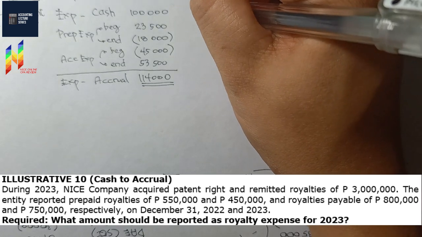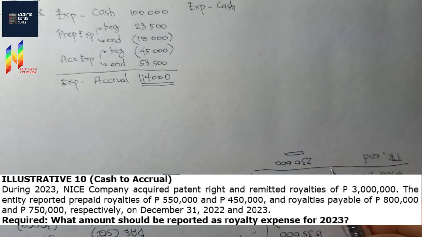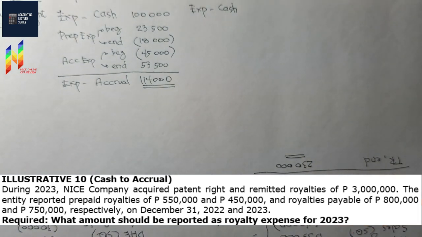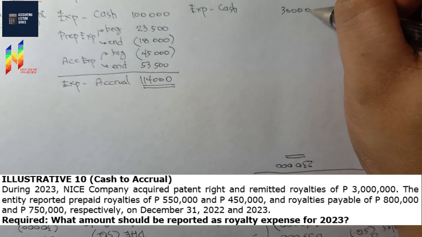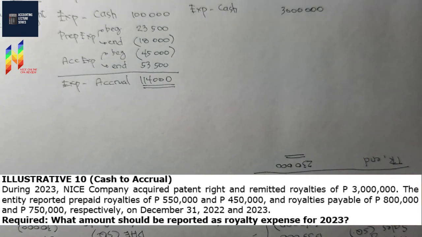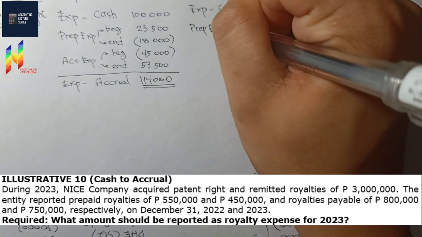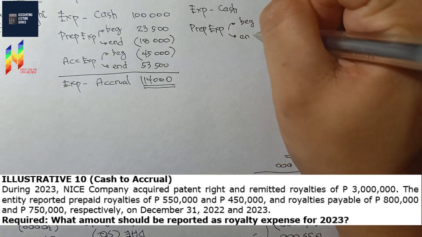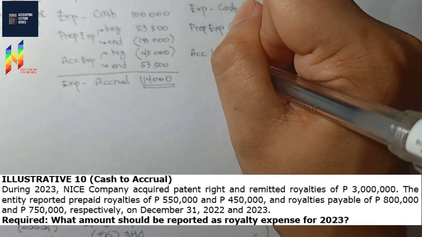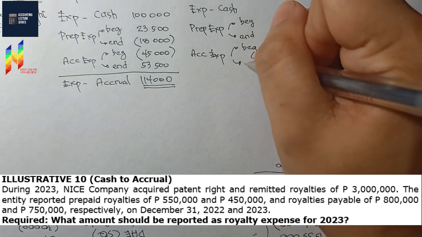Alright, so meron tayong expense under the cash basis of accounting, which, sabi natin, expense under cash basis are the one paid. So here, if we paid or we remitted 3 million pesos, 3 million na will be the expense under the cash basis of accounting. Then meron tayo ditong prepaid expense ulit or prepaid royalties at the beginning and at the end. Then meron din tayong accrued expense. These are the royalties payable at the beginning and at the end.